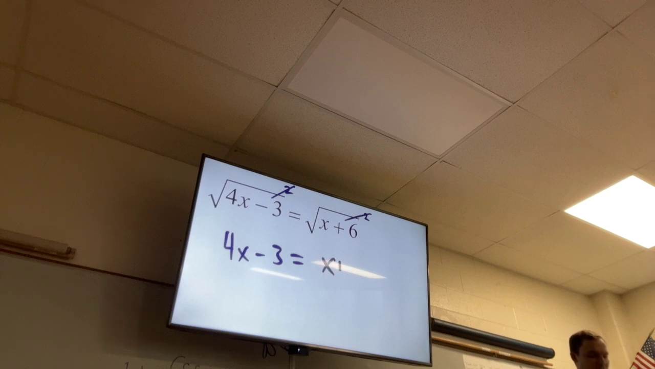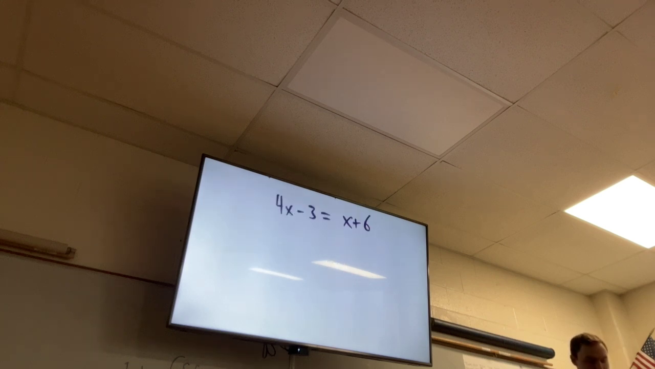This is the original problem: the square root of a number equals the square root of another number. So those two numbers have to be the same. So 4x minus 3 has to equal x plus 6. That's another way of thinking about it. Okay, and then solve that.